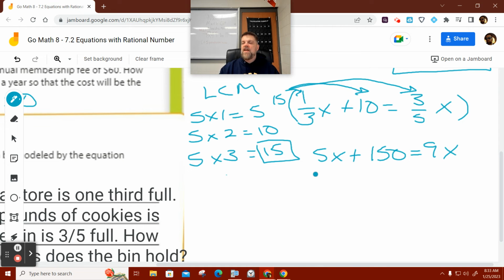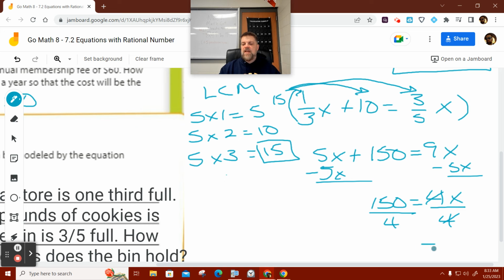Now I've got to solve it. I've got to get x by itself. I need to move the lesser of the two x's. Which one's lesser? 5x. So I'm going to subtract 5x from both sides, and I get 150 is equal to 4x. What do I do next? Divide by 4. Good job.